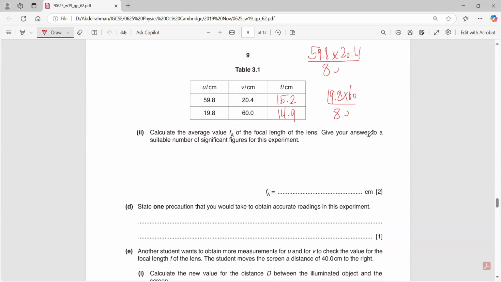Calculate the average value, FA, of the focal length of the lens. The average is just adding these two numbers and dividing by 2. So 15.2 plus 14.9 divided by 2 would give you 15.05. Or you can just write it down as 15.1, because we need 3 significant figures. 15.1.